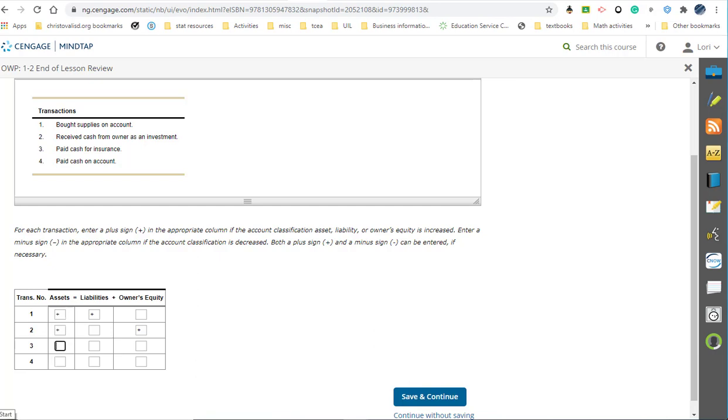Paid cash for insurance. So we're going to decrease our cash account, but we're also going to increase how much we have in insurance. So we have a decrease and an increase. So you have a minus and a plus, both in the assets column. And then we pay cash on account. So we're going to pay off some of our debt. So our cash is going to go down, but so is how much we owe somebody. So both of those are going to be subtraction.